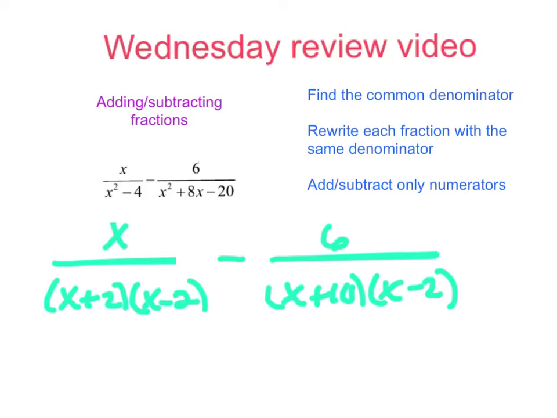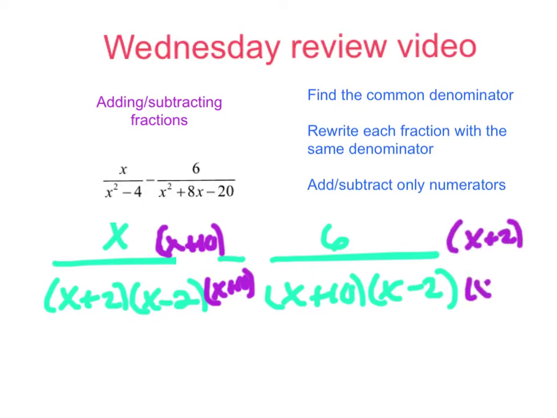So the first thing I say is, what is the first fraction missing? And I would say it's missing the x plus 10. So I'm going to multiply both the top and bottom. Remember, I got to balance it out by x plus 10. Now the second fraction I would say is missing the x plus 2. So I'm going to multiply both the top and bottom by x plus 2.